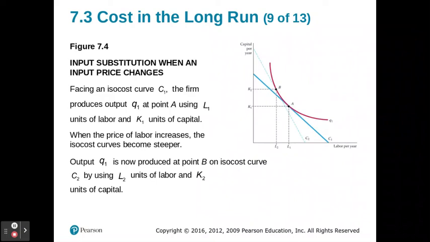Now, we can alter what the iso-cost line looks like when we change the price of an input. That could potentially lead to a change in the inputs that you use. So, for instance, if workers become more expensive, the firm is probably going to substitute some of those workers for machines to produce the items.